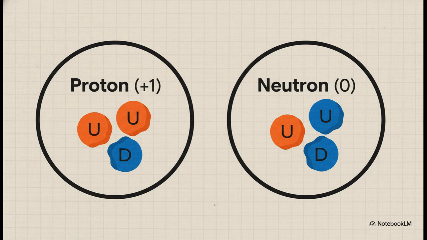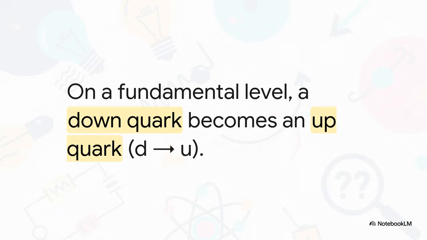Simple as that, done. So what's really going on in beta minus decay? It's deeper than just a neutron becoming a proton. On a fundamental level, one of the neutron's down quarks literally flips and becomes an up quark. That's the tiny change that causes the whole thing.